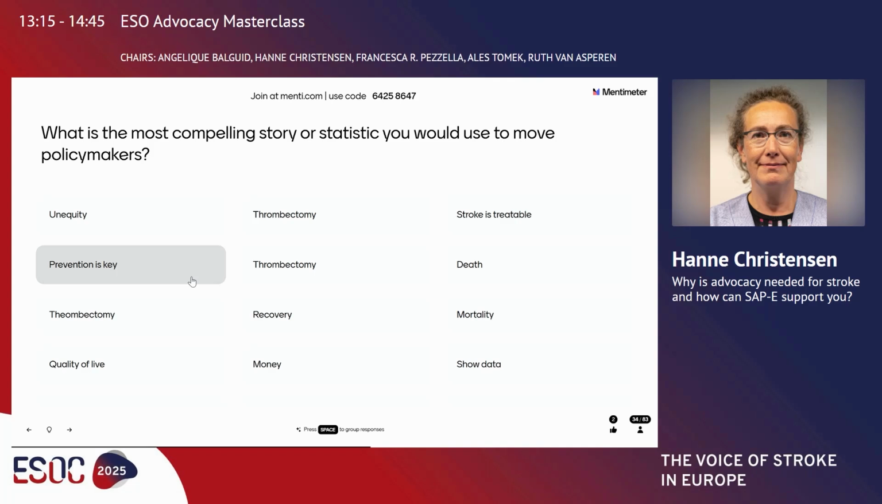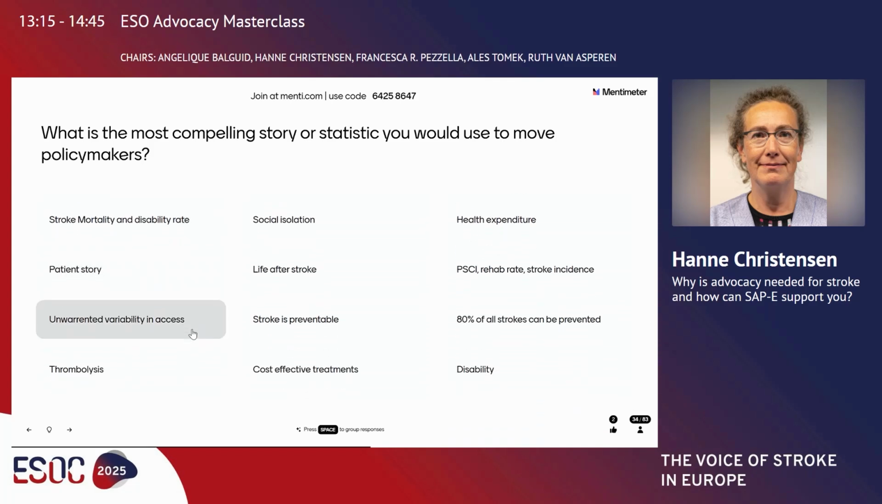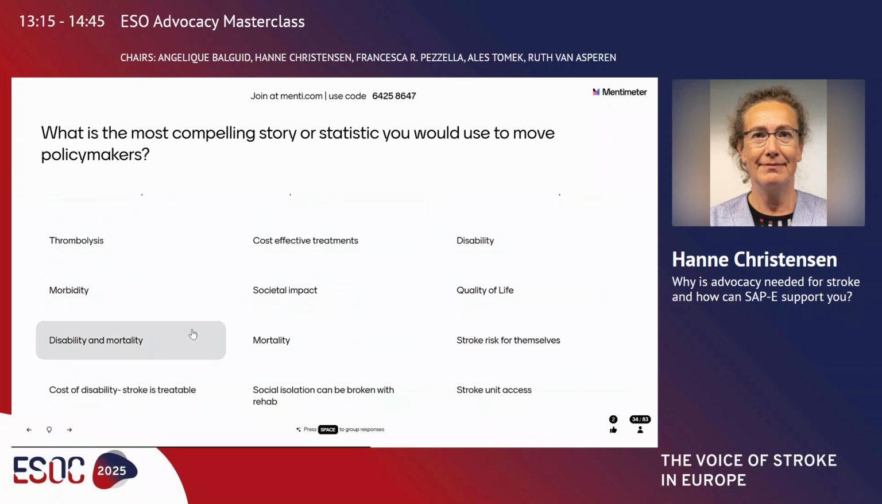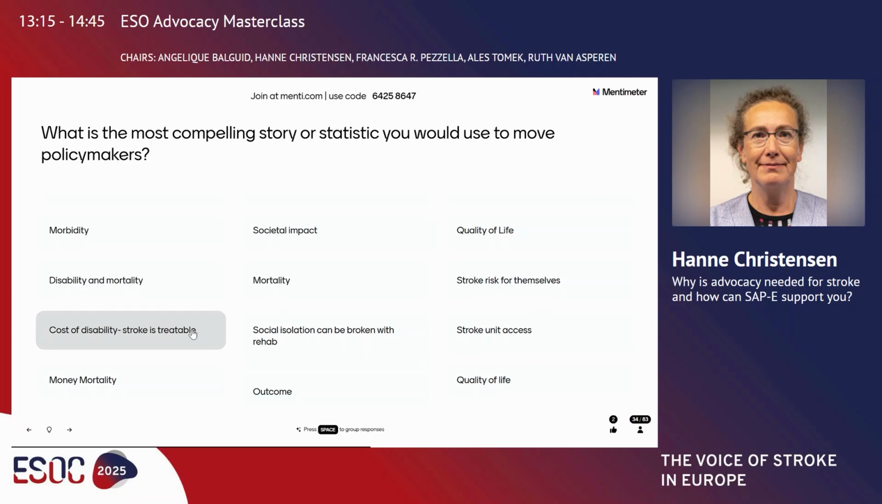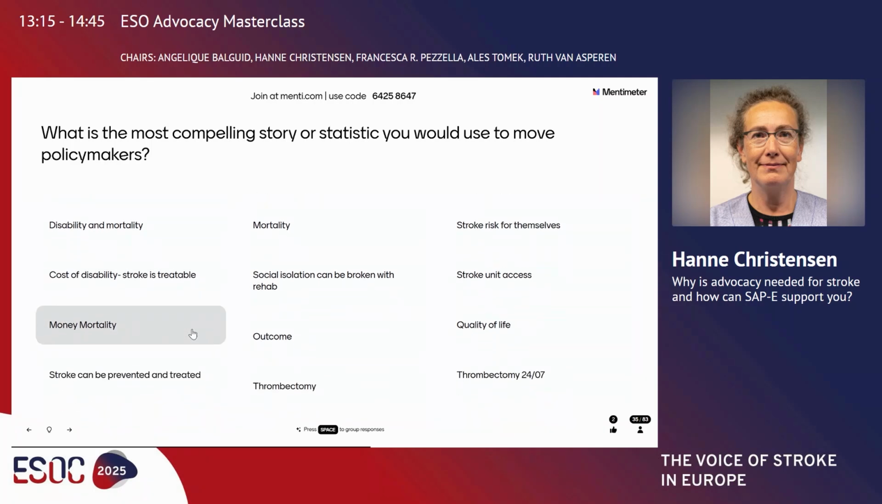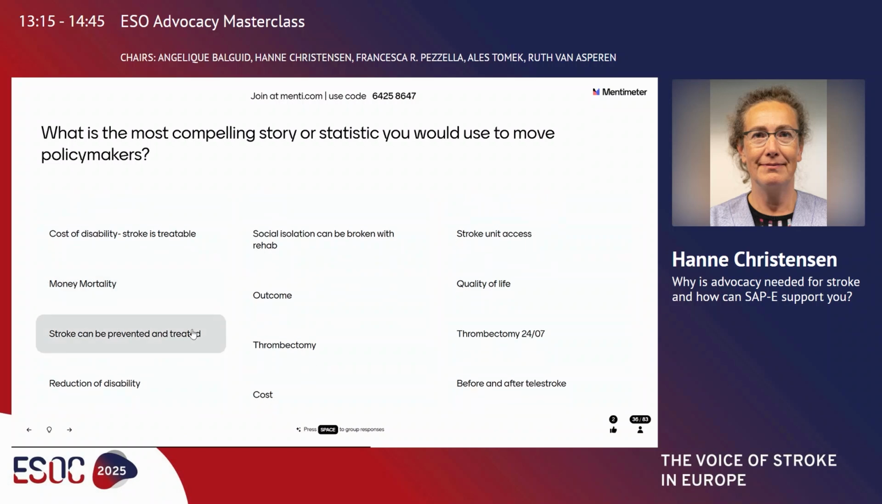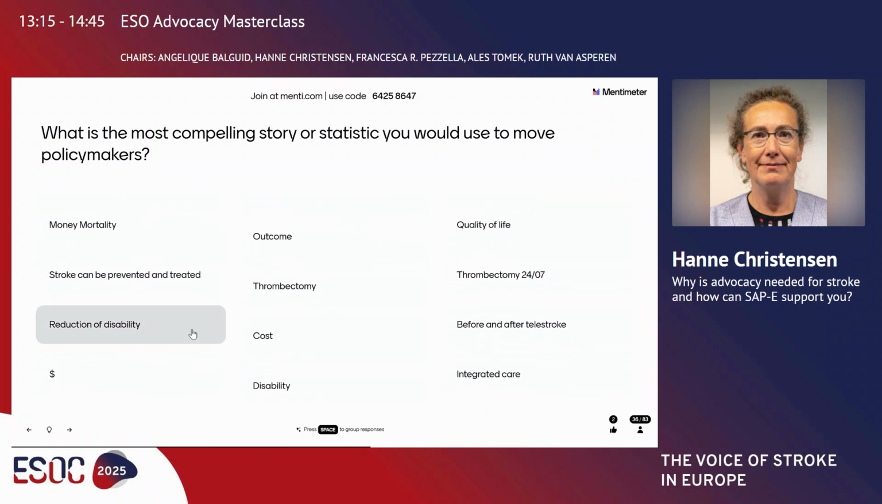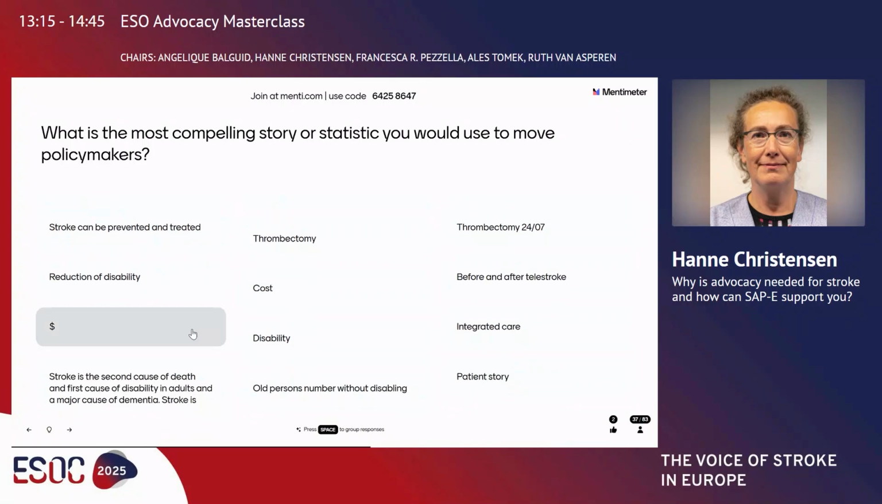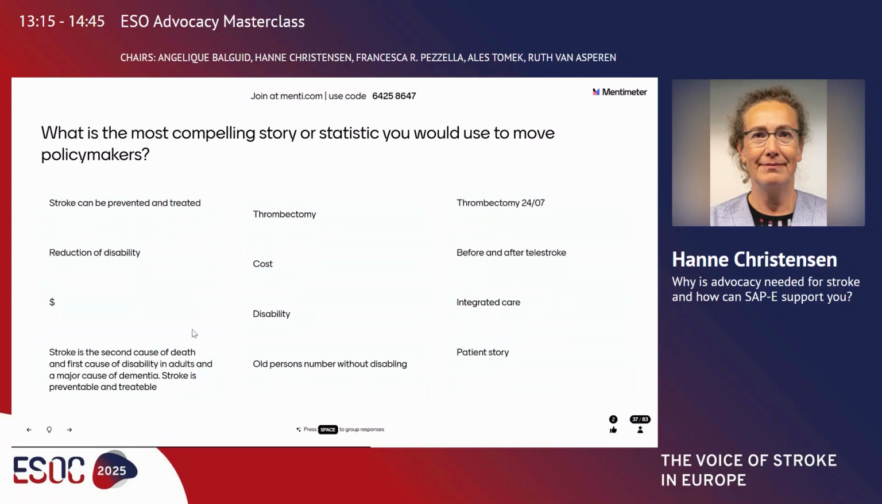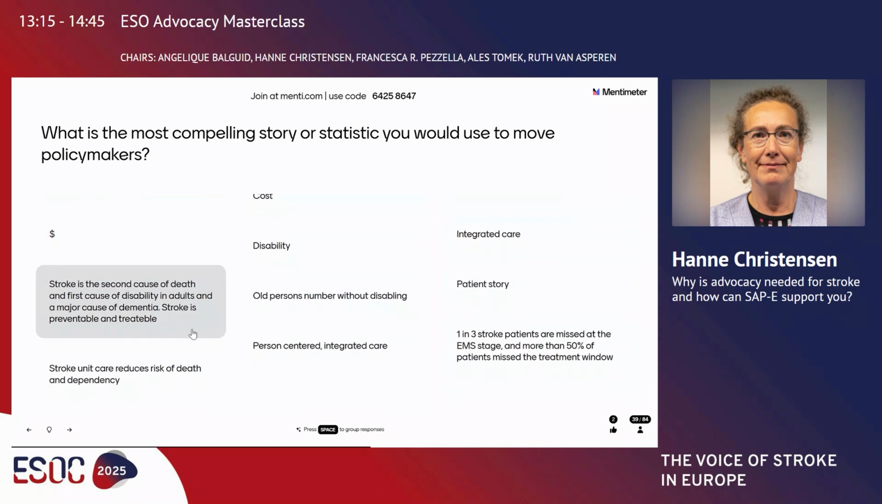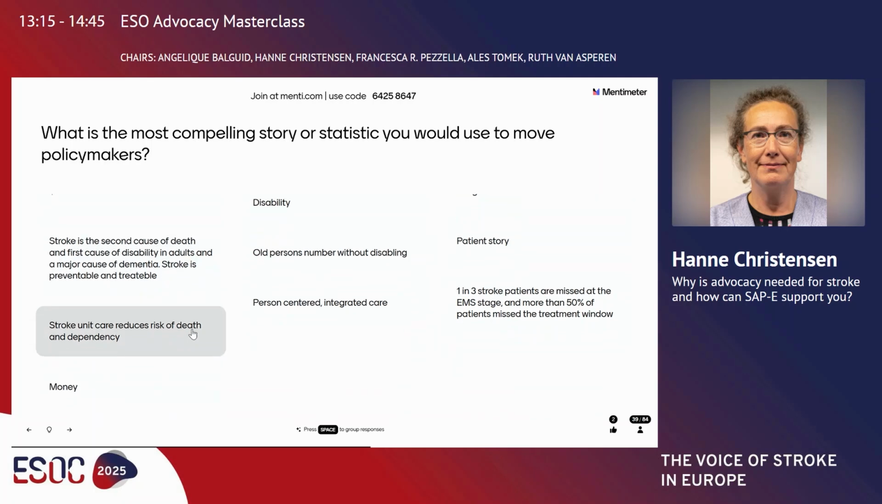Stroke is treatable. I like it. Cost-effective treatments. Cost of disability and stroke is treatable. Yeah. Money and mortality. Money and mortality, like the M&M. A new M&M version. Money and mortality. I like that. Integrated care. Yeah, and stroke is the second cause of death, the first cause of disability in adults, and a major cause of dementia. Stroke is preventable and treatable. Like that very much as well. Money alone.